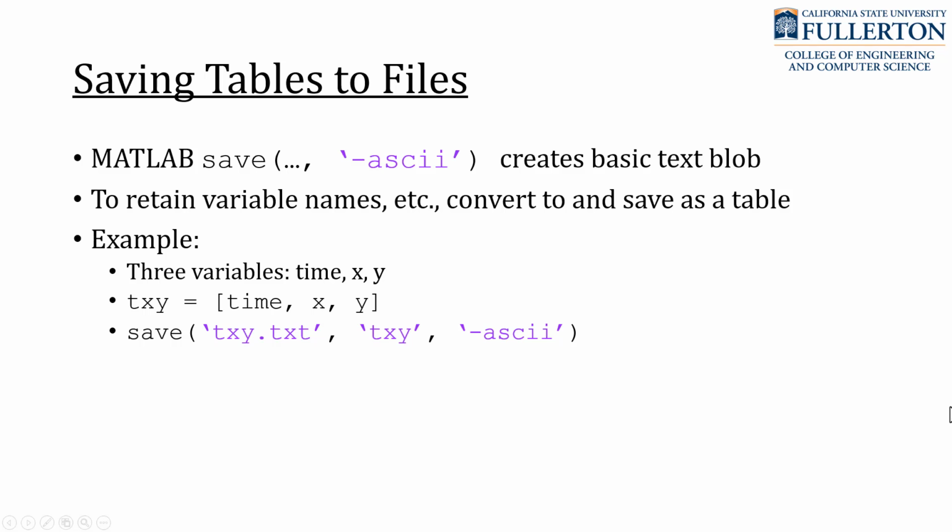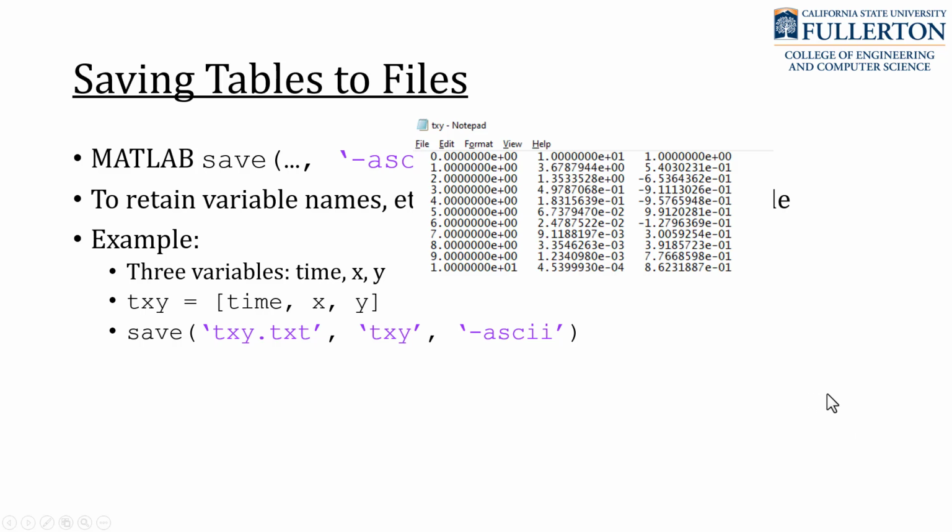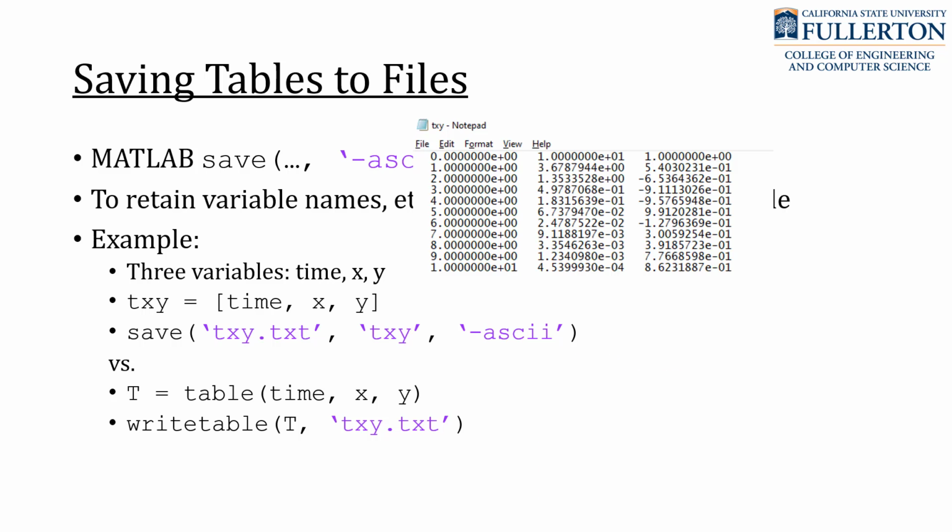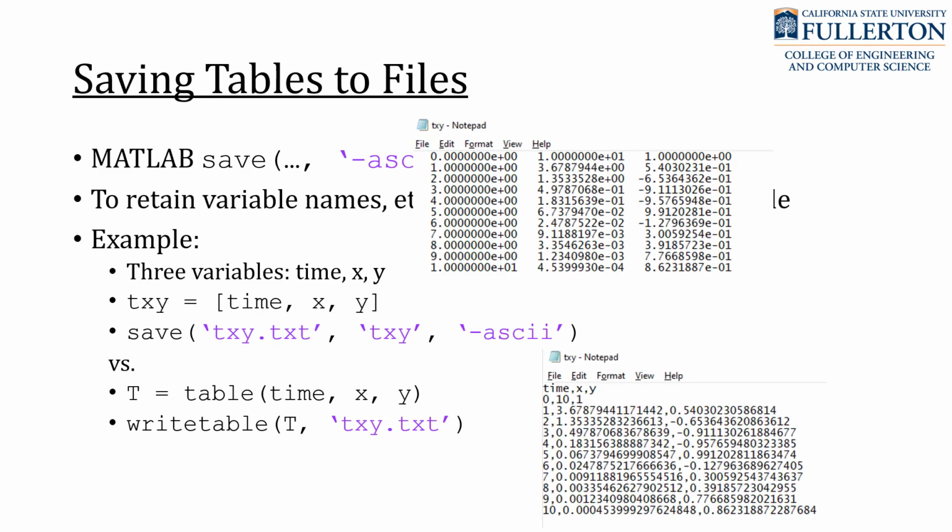So for example, if we saved our txy array into a text file, you would get something like this, where you have three columns, no labels, and MATLAB decides that the 8 significant figures with the exponential notation is the way to go. However, if instead we collect those variables into a table and write that table, we get a slightly different looking text file that includes the variable names on the first row and a little bit more traditional number formatting, actually with higher precision.